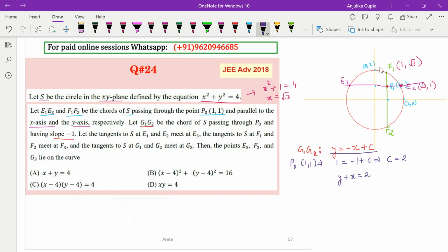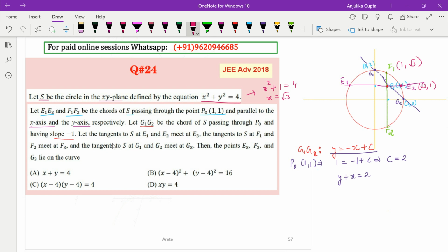Now you understood, right? Where is that chord passing through? These 2 points. Okay, your chord is passing through these 2 points and of course the point P naught. This is your chord G1, G2. Okay, now these points we don't need to find out because we already know what these points are. Okay, now we're done with the chords.